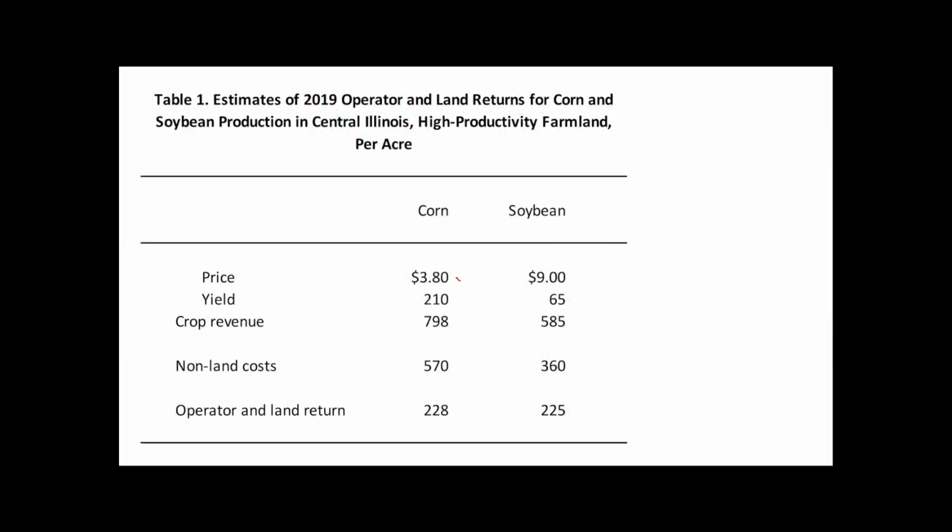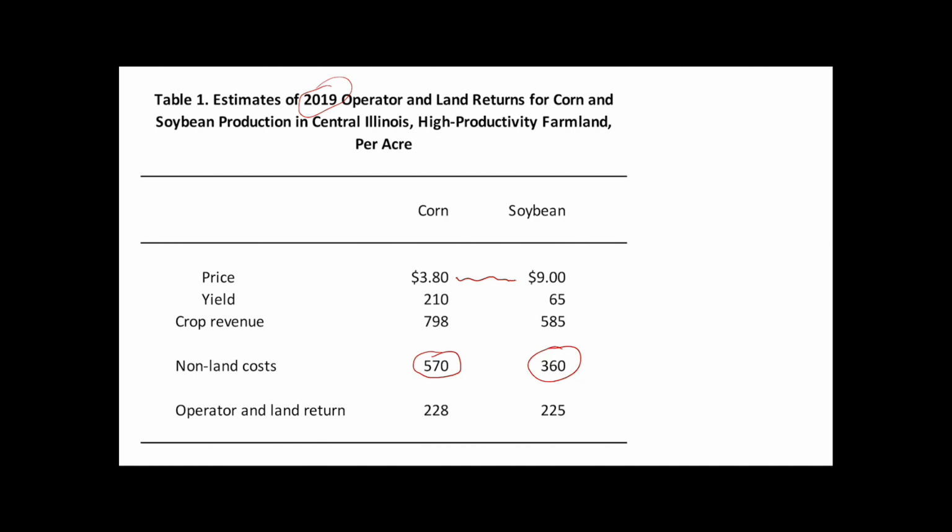If we use $3.80 and $9 in 2019 budgets, and I built this for Central Illinois, with a 210 bushel yield for corn and a 65 bushel yield for soybeans, the only revenue we're building in for the 2019 budget is crop revenue. We shouldn't be expecting payments on commodity titles at this point in time. We're going to build in non-land costs of $5.70 for corn and $3.60 for soybeans. We're not expecting those non-land costs to come down in 2019 because of increases in energy prices.